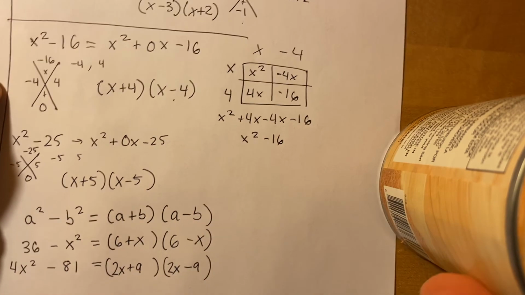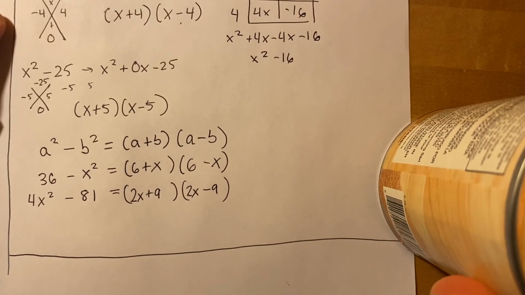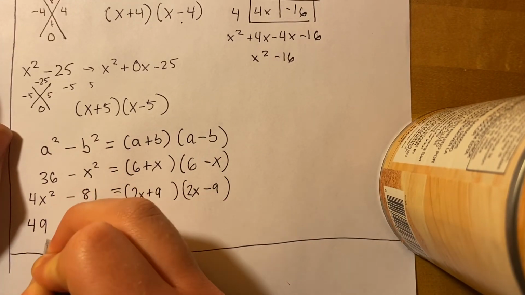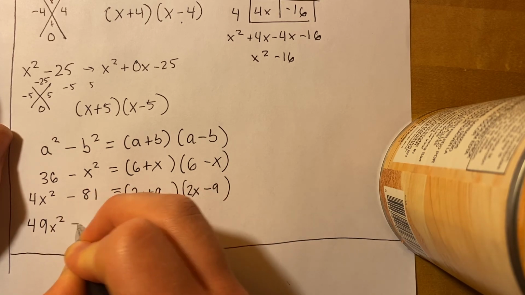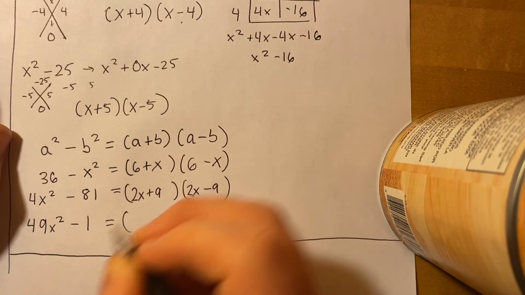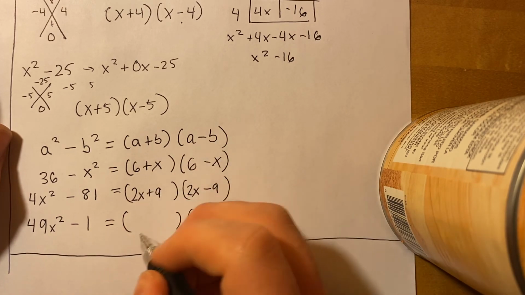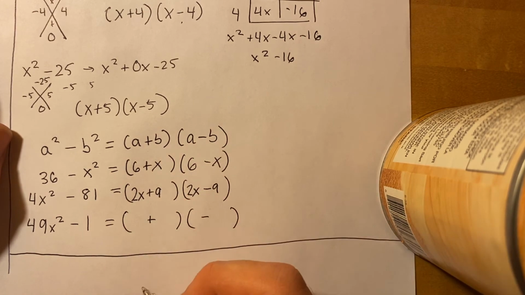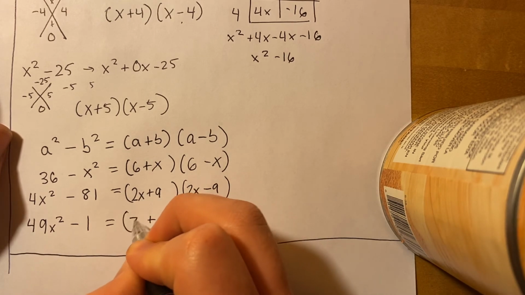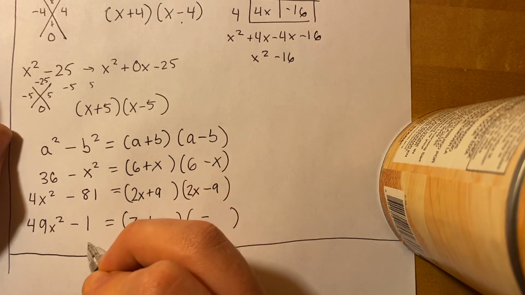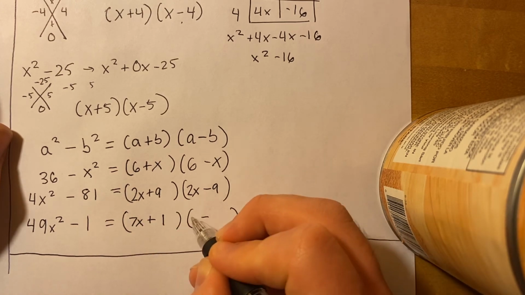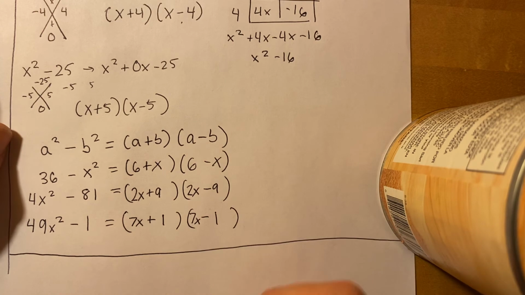All right. And then if we go a little bit further, we're going to do 49x squared minus 1. Okay. So remember that this is a difference of squares. So we're going to do plus and minus. Remember that 7 times 7 is 49. So I'll do 7x here. And then 1 times 1 is just 1. So 7x plus 1, and then 7x minus 1.